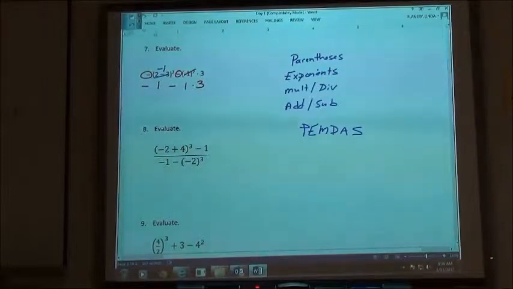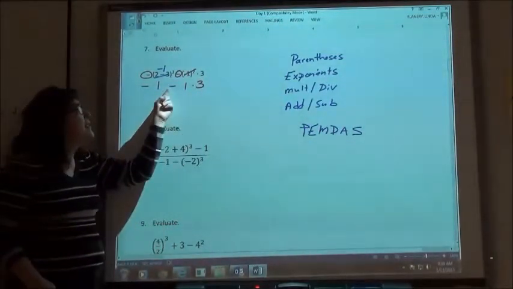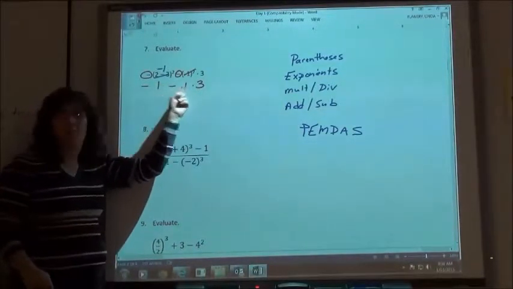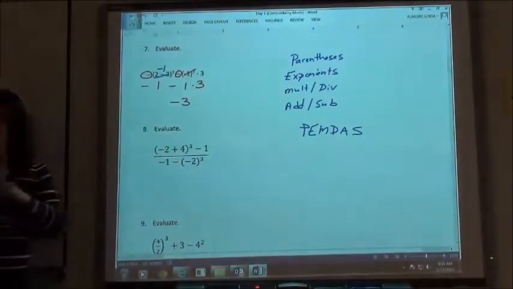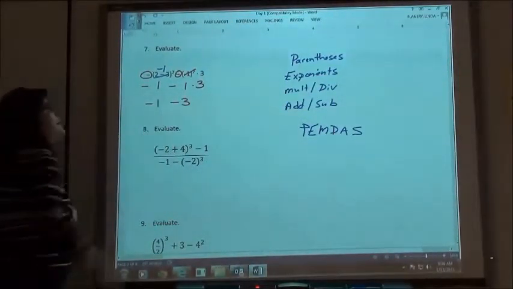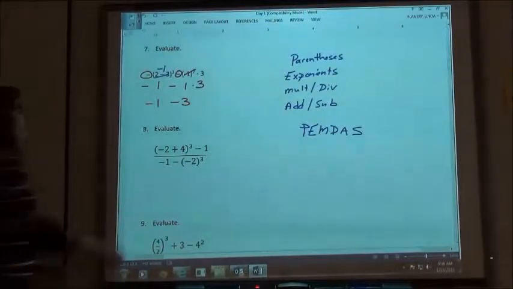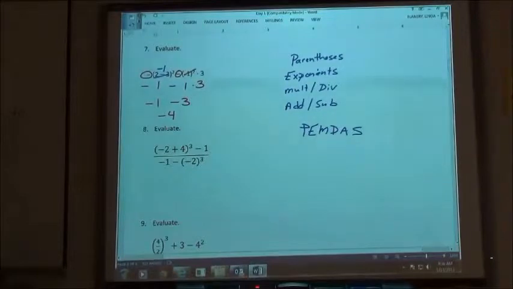So following my order of operations, now I have to do multiplying and dividing. Right here I have multiplying. You can either think of this as a subtraction sign, and this is 1 times 3, or you can think of this as -1 times 3. In either case, I'm going to have -3 when I bring that down, right? So now I can do my adding and subtracting. A -1 minus a 3, add and keep the sign, I get -4.